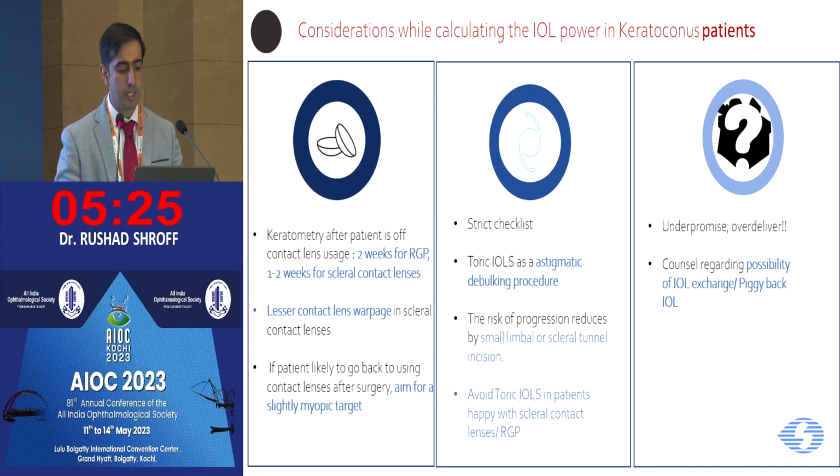It's important to aim for a slightly myopic target, and as was mentioned, if there are contact lens wearers with scleral lenses also, it's better to avoid a toric IOL. You may change the axis of the alignment of the cylinder in these patients, and they may not accept that very well. You have to explain to the patient that a toric IOL is basically an astigmatic debulking procedure. It's not something that's going to get rid of the astigmatism completely, and avoid toric IOLs in patients who are happy with the scleral lenses or their RGPs.